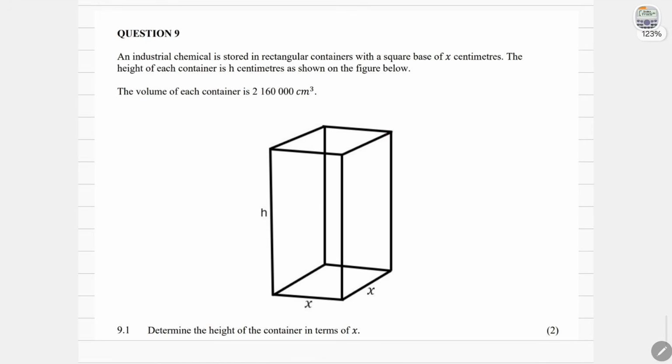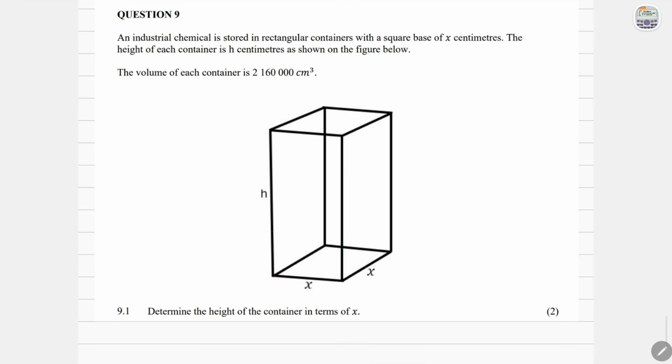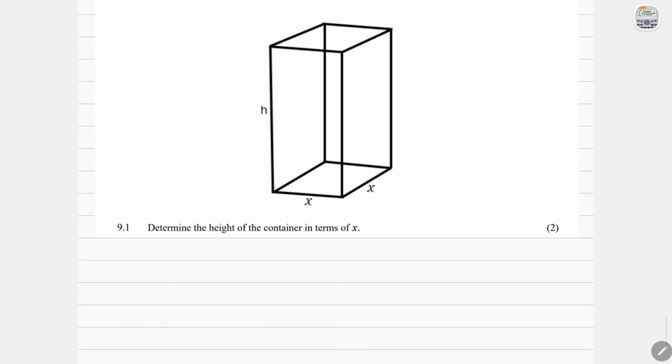Question 9 says, an industrial chemical is stored in rectangular containers with a square base. Okay, so this is one model of the container. Okay, and the square base has x centimeters as the side, and the other side of the base. The height of each container is h centimeters as shown on the figure below. The volume of each container is 2,160,000 centimeters cubed. And 9.1 says, determine the height of the containers in terms of x.